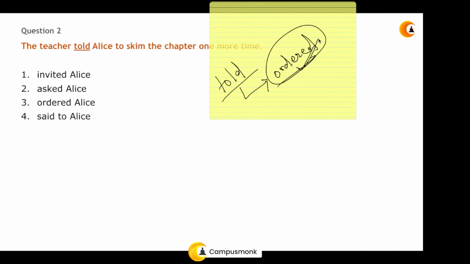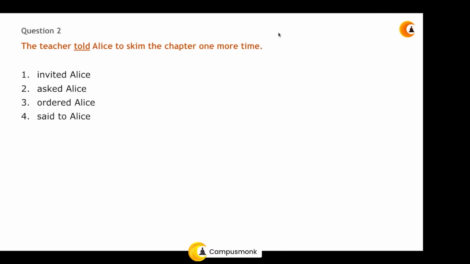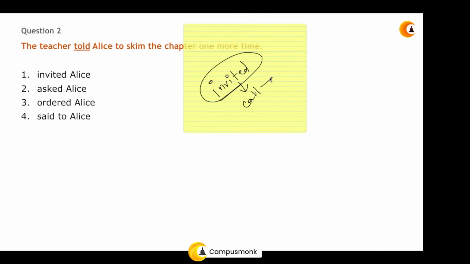Okay, so whenever you are asked or ordered, that is when you use the term told. Okay, the teacher told the students not to roam around. That means what? It means the students have been ordered by the teacher not to roam around. Okay, invited. Where do you use this term invited? When you call someone to attend something, that is when you invite a person.